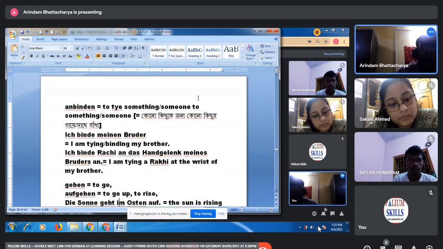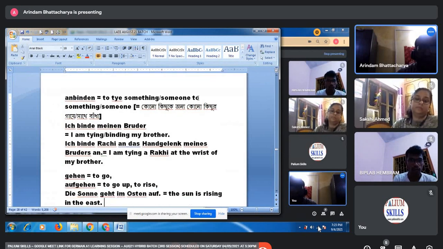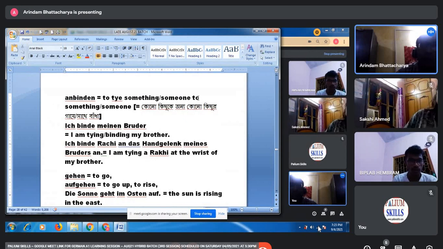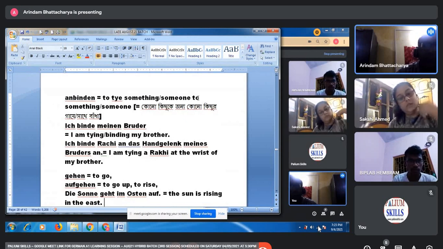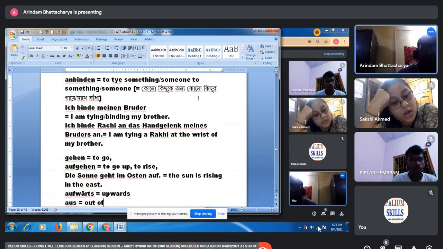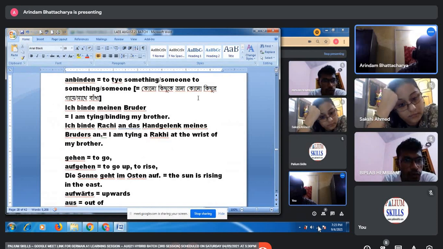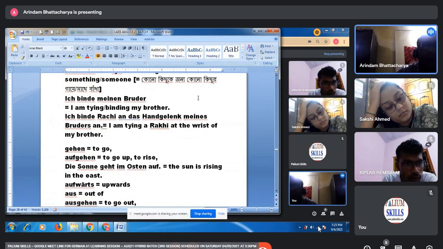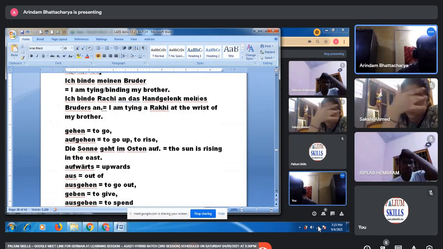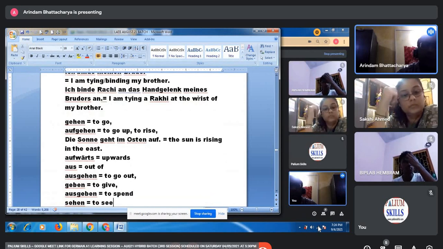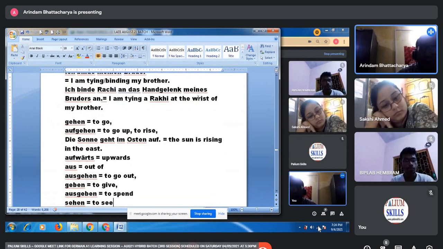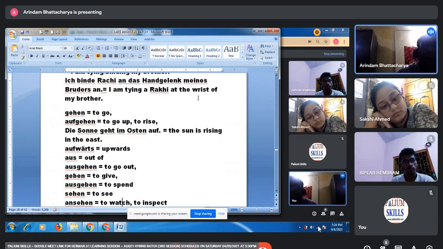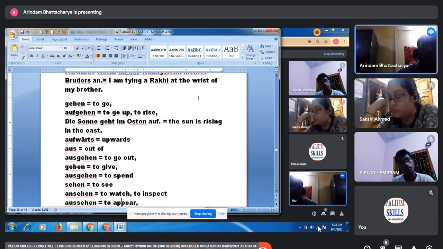Gehen, to go. Aufgehen, to go up, to rise. Die Sonne geht im Osten auf. The sun is rising in the east. So aufgehen means to rise, sunrise. Aufwärts is upwards. Aus is out of. Ausgehen, to go out. Geben, to give. Ausgeben, to spend, that is, give out. Sehen, to see. Ansehen, to watch, to inspect. Aussehen, to appear.